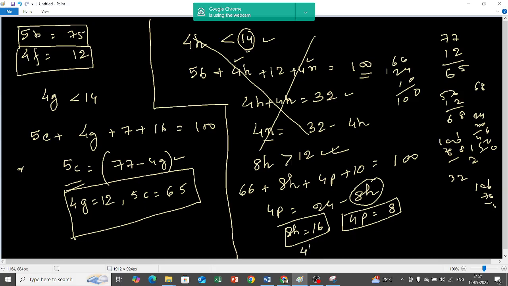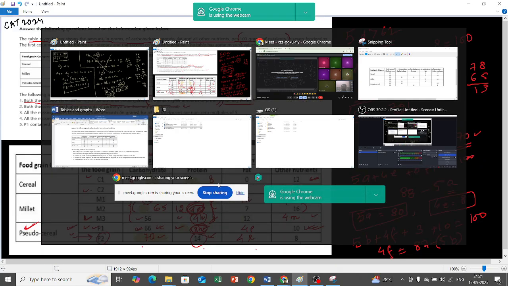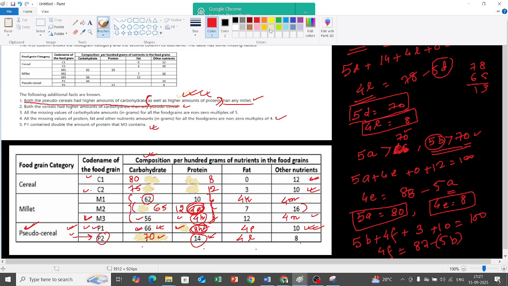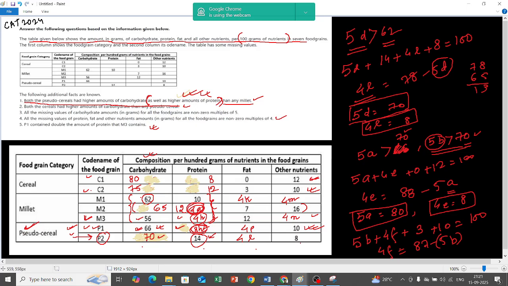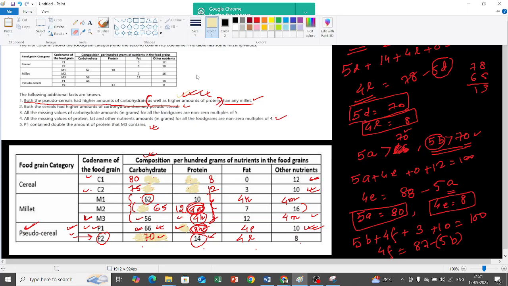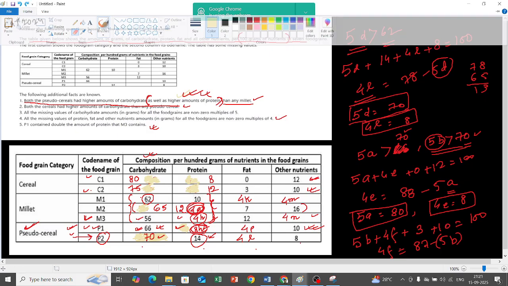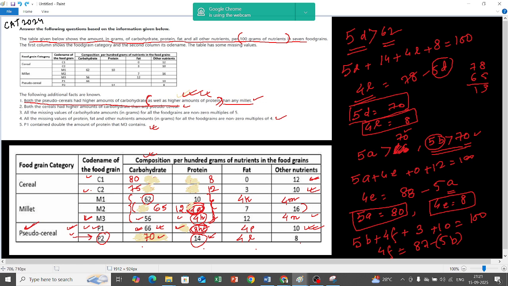If 8h is 16, what is 4h? 8. Simple, because it is half. That means we got 4h, we got 8h, we already got 4g. Now we can replace the values. Now we can happily go and replace the values.